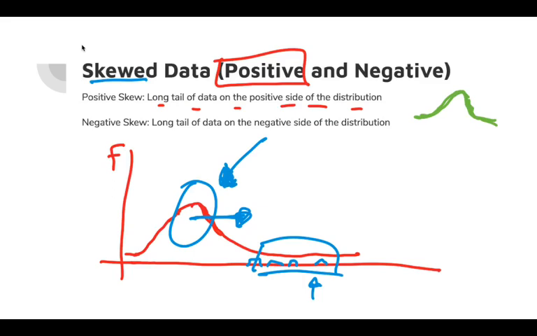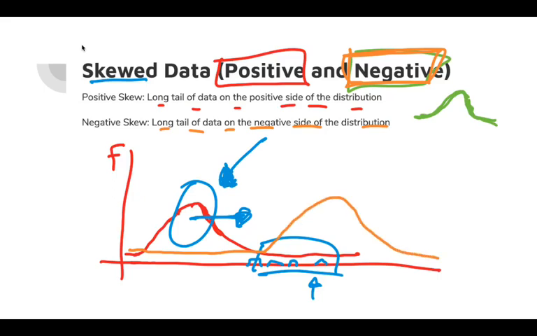The negative distribution, as you can kind of guess, let's use orange. The negative distribution, you have a long tail of data on the negative side, right? So this time my tail is going to be over here. Then you'll have the big bump of data. And these guys are going to pull your average to the left, or in the negative direction.